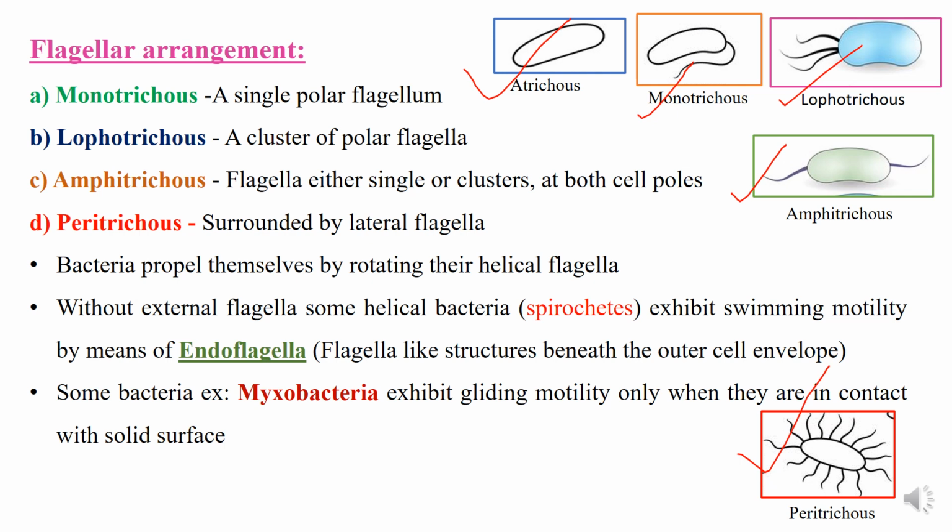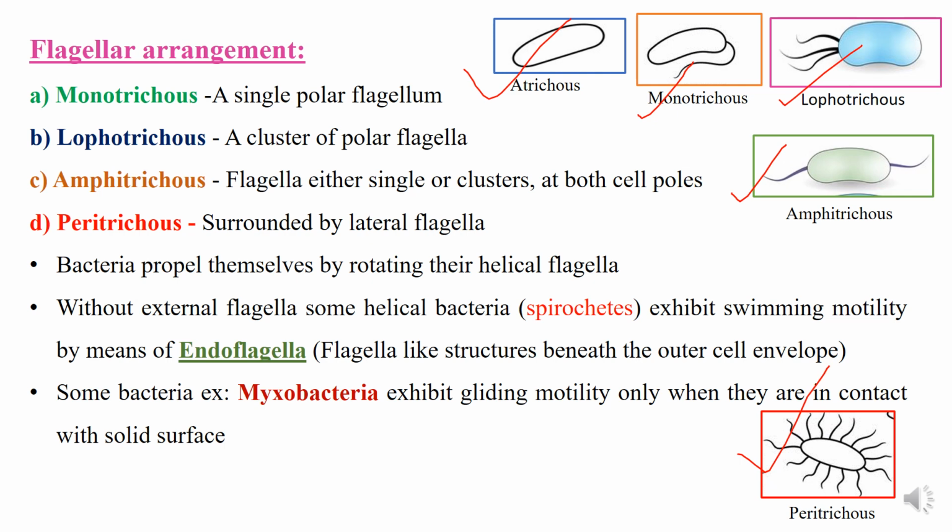These are examples which exhibit swimming motility due to the presence of endoflagella. Endoflagella means flagella which are present below the outer cell envelope. So endoflagella we can observe in spirochetes. Then some other bacteria like myxobacteria exhibit gliding motility when they come across solid surfaces. So endoflagella we see in spirochetes, and gliding motility we can observe in myxobacteria.